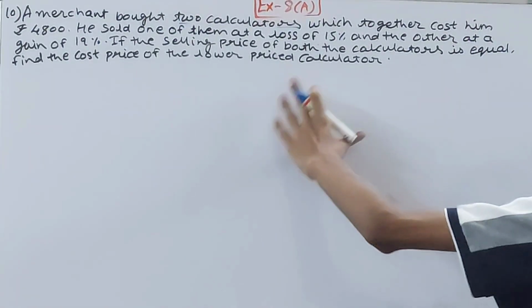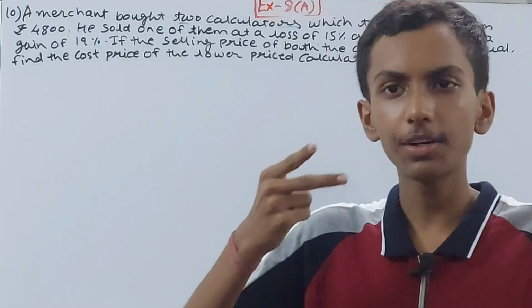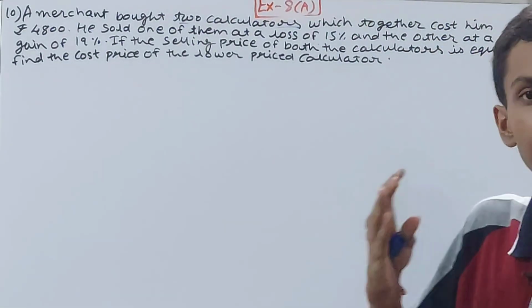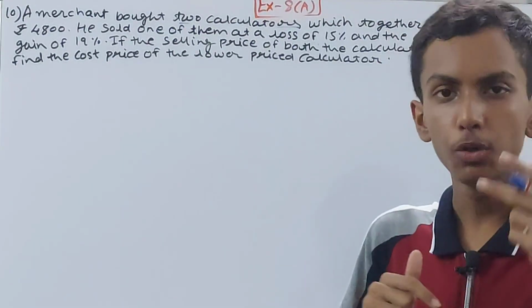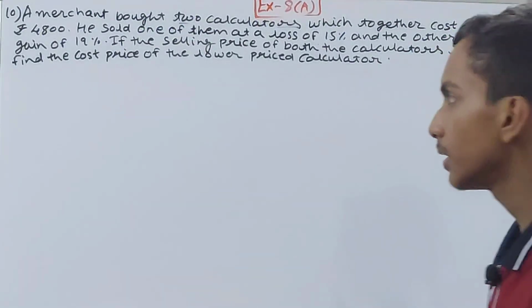If the selling price of both the calculators is equal, then find the CP of the lower priced calculator. That means the cost price of the calculator which is less, right? Two calculators are there, so one will have more, one will have less. We have to tell the cost price of the less priced one.